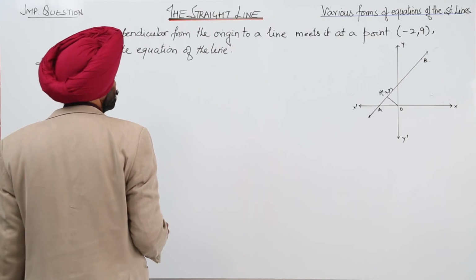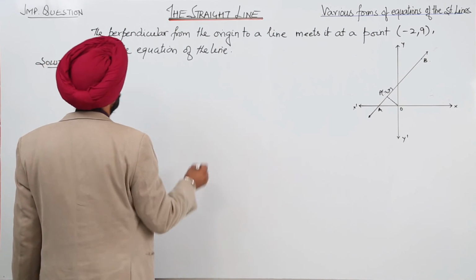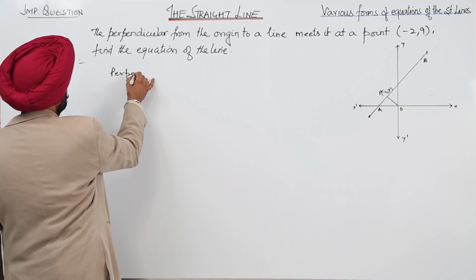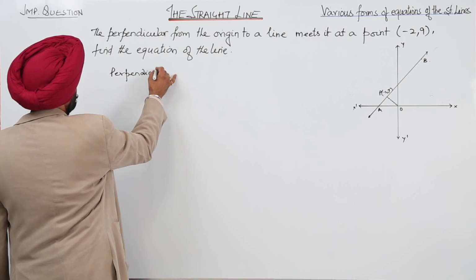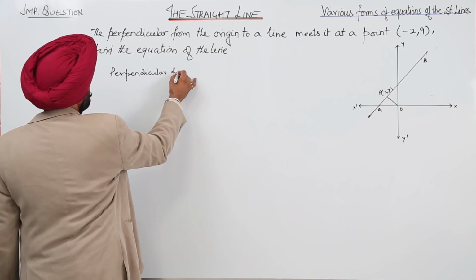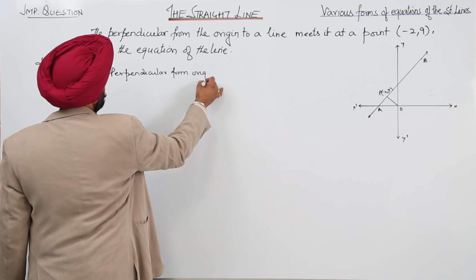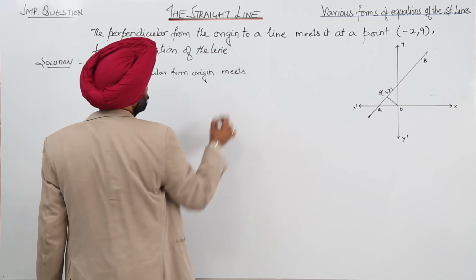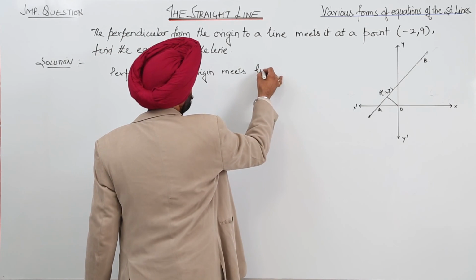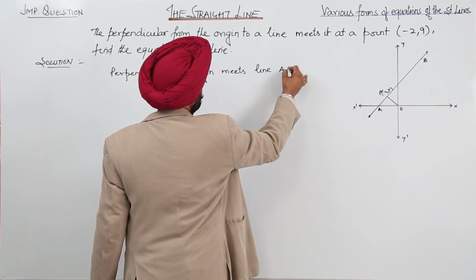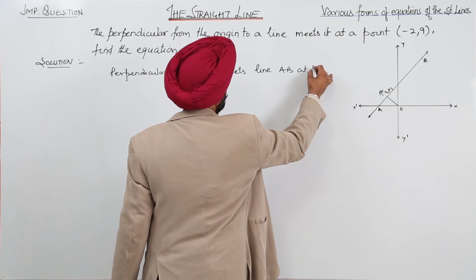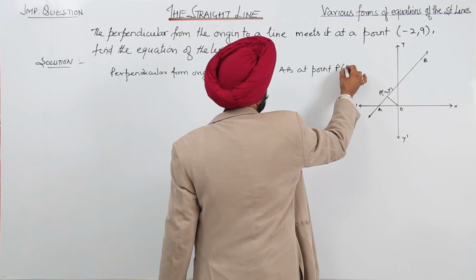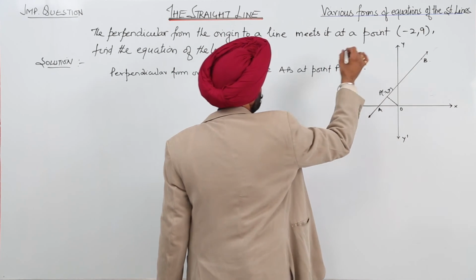Okay. Now perpendicular from origin meets line AB at point P, minus 2 comma 9.